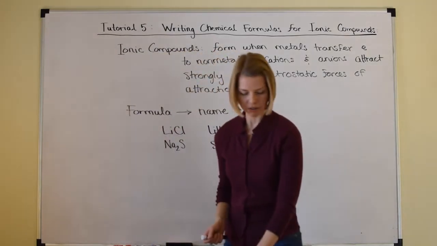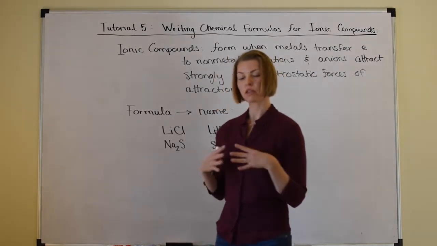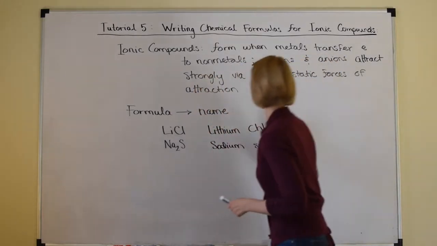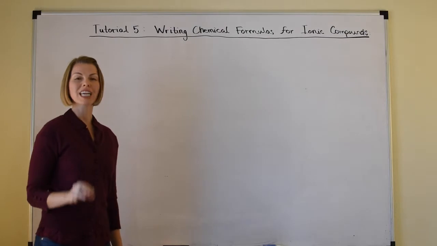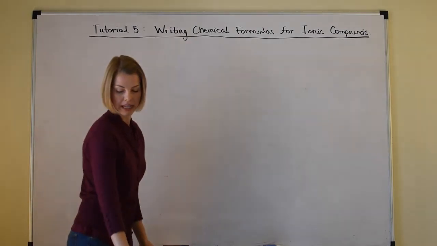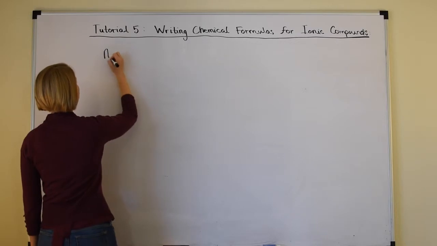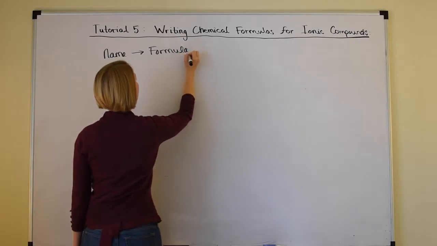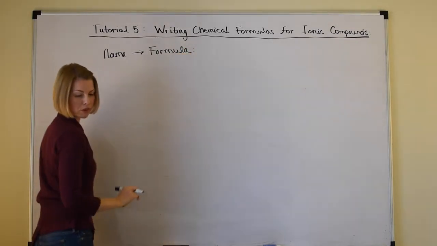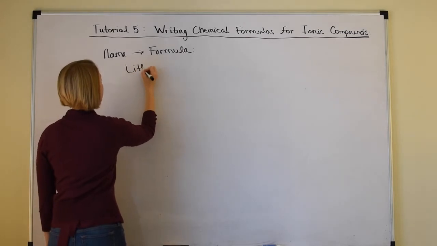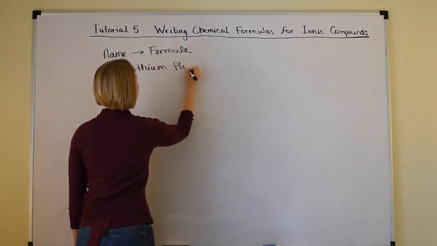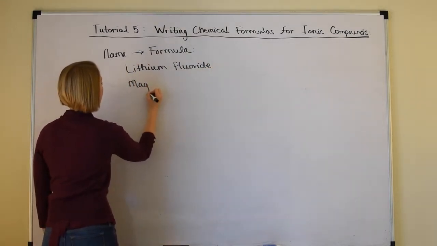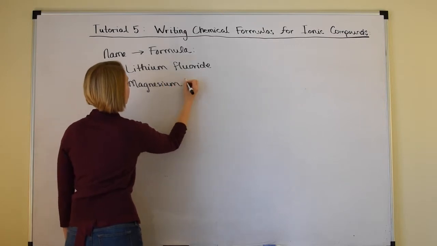Okay. All right. So let's go on to the little bit harder part, which is to take a name and convert it into a formula. So let's erase this. Okay, so converting a name into a formula, that is slide 5 in the notes if you're following along there. Okay, and we'll just do the two examples on slide 5. So we'll do lithium fluoride and magnesium bromide.